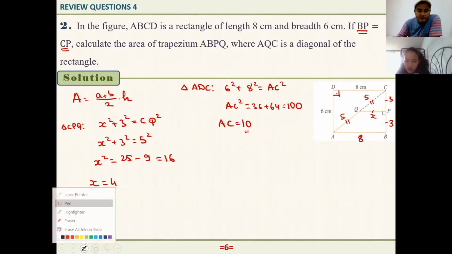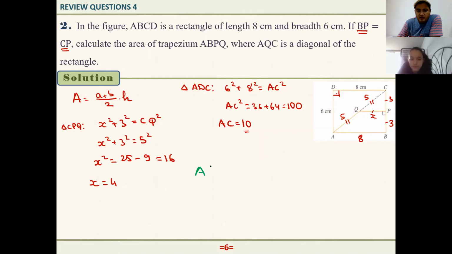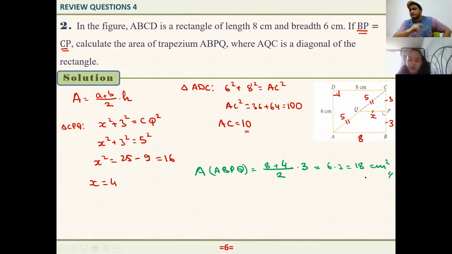All right, so now we can write the area of trapezium A, B, P, Q. That is equal to the sum of the parallel sides, this side is 8 plus this side is x, which is 4, over 2, times the height. The height equals 3. So 8 plus 4 is 12, 12 over 2 is 6, times 3. That's equal to 18 square centimeters. Okay? I get it now. Very good.